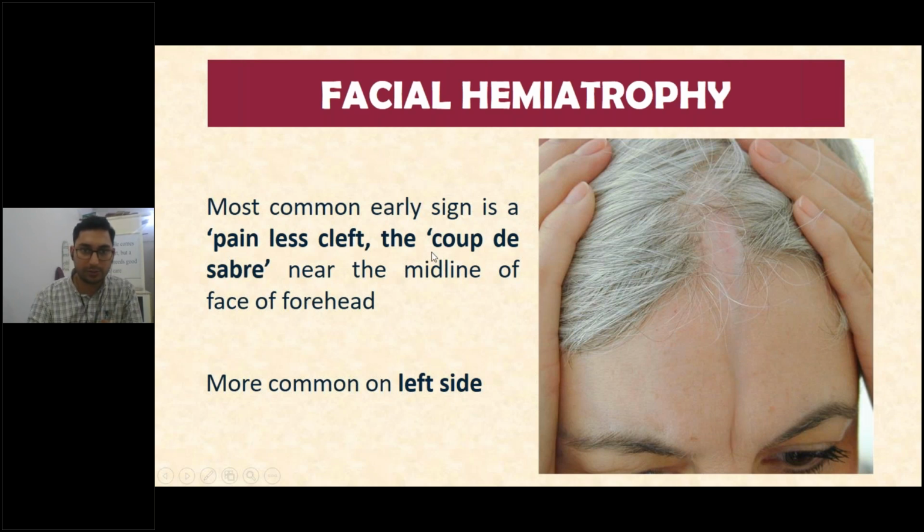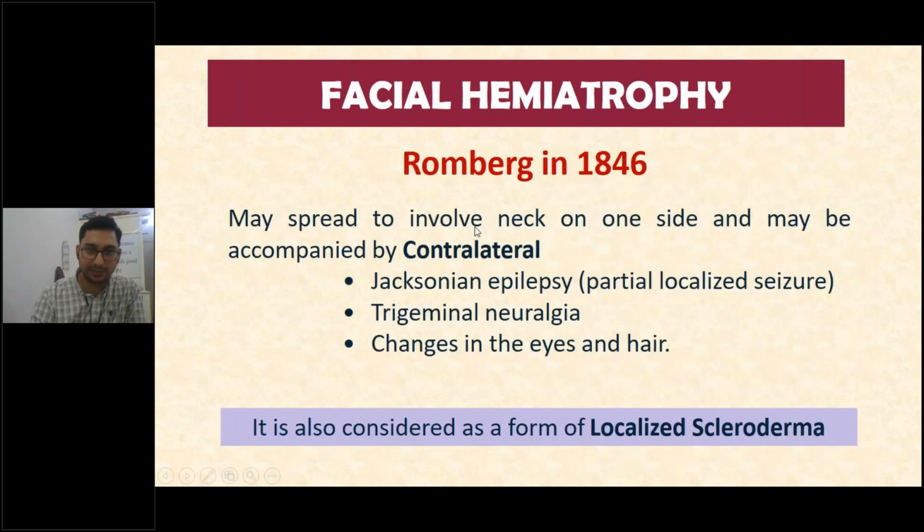This is also known as coup de sabre. Coup de sabre means, I'm sure you know, a hit by a sword, a healed cut by a sword. Sabre means sword, right? So it appears like a healed cut by a sword. This term you'll read when you move forward to oral pathology in scleroderma also. So this term is used in scleroderma also. That is why they say this is basically an early manifestation of localized scleroderma, right? So that you need to remember.